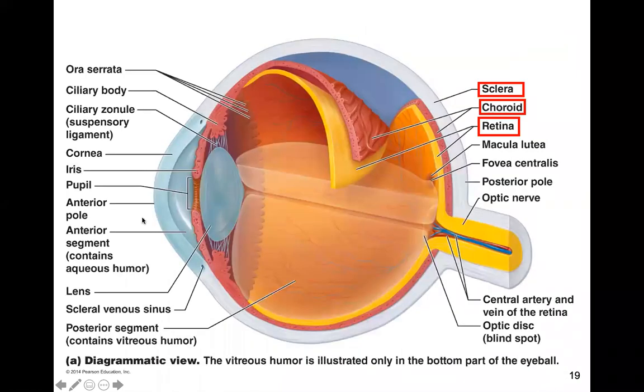And again, different view from anterior to posterior. So here is the cornea. We said that the cornea is continuous with the sclera, which would be here. The middle layer is the choroid. And then the innermost layer is the retina.